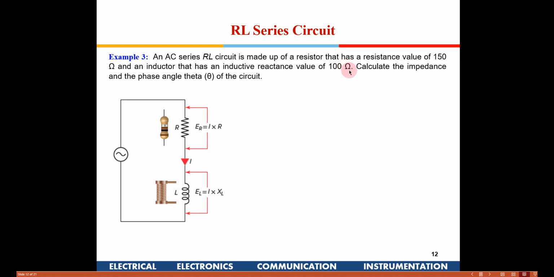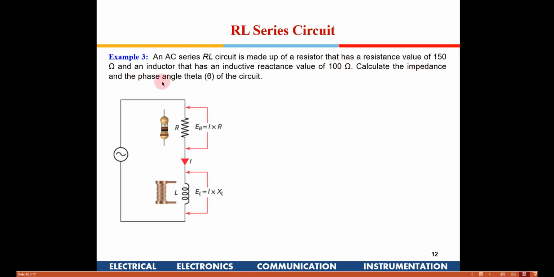So if such a problem is given in an exam, don't ask for the frequency. The XL depends on frequency, so the value of frequency is not given here. So this 100 ohms is L omega, so that includes the frequency aspect also.